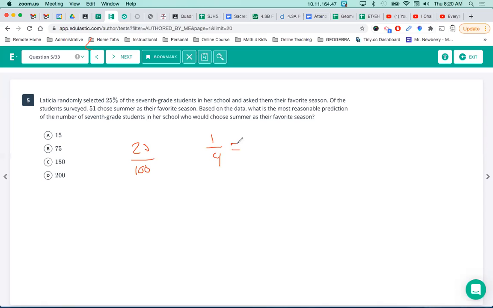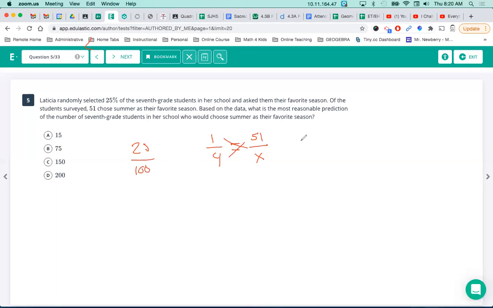But we can set up a proportion. We know that when we did 1/4 of the school, 51 chose summer. So we could extrapolate that and figure out, if 1/4, 51, is 25%, about how many students that would be overall by using a proportion that looks like this. And if you remember, when you have two fractions that equal one another, you can cross multiply.